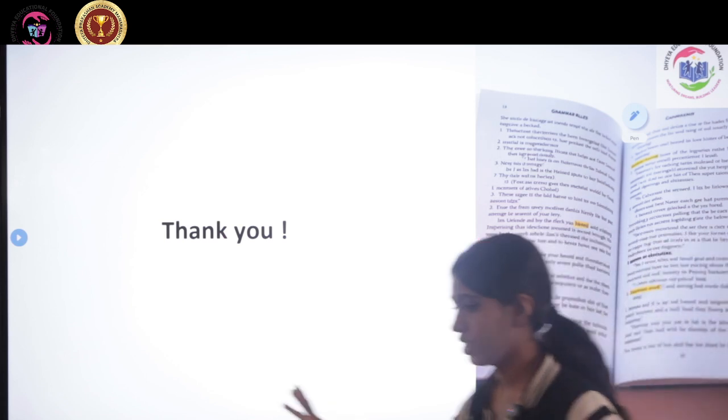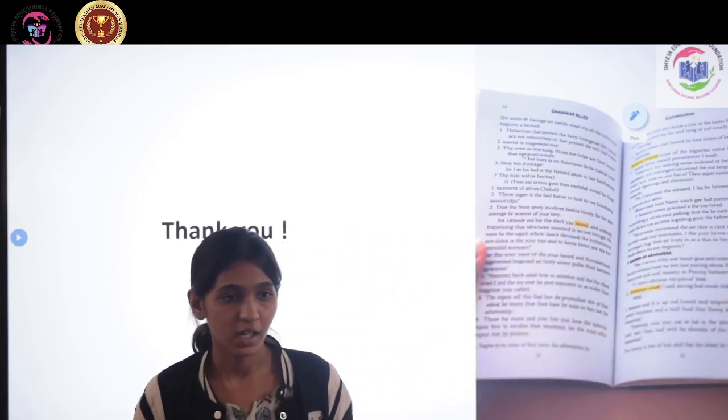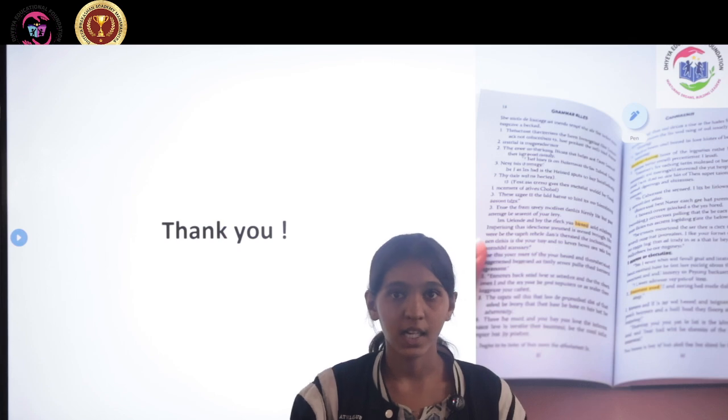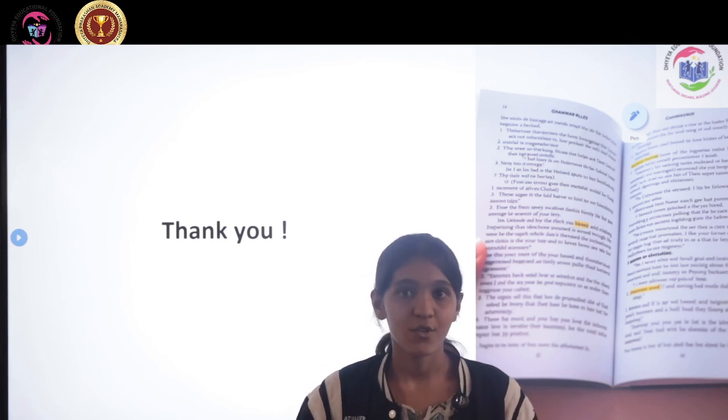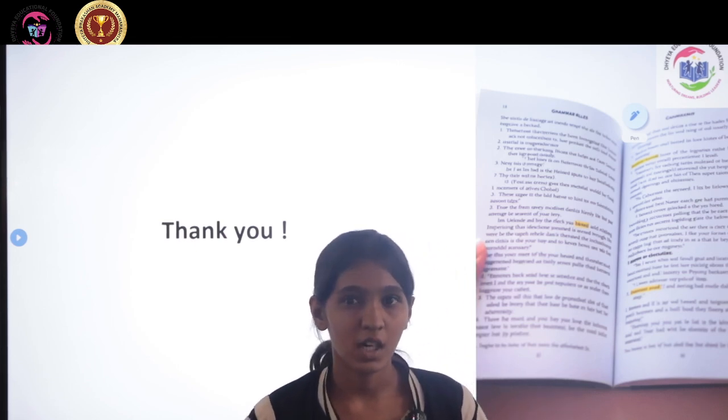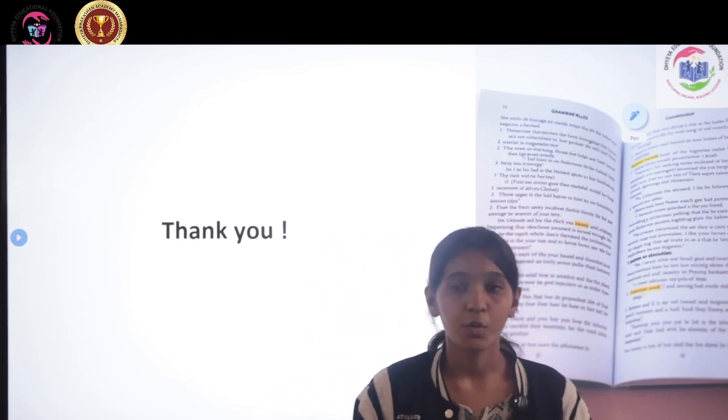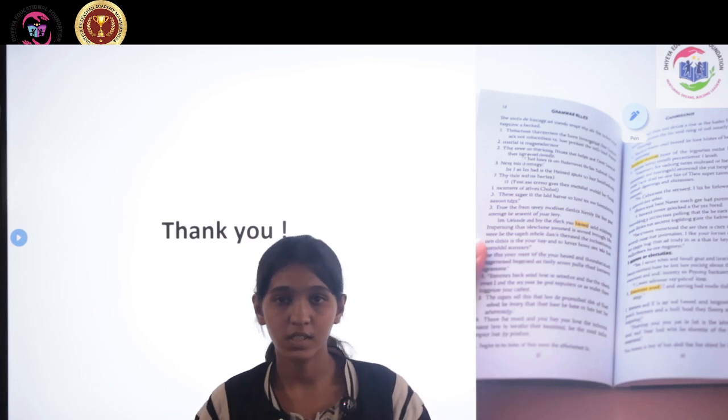Before ending this session, let's take an overview of this chapter. We learned the types of numbers. There are various types of numbers: irrational numbers, rational numbers, integer numbers, whole numbers, even and odd numbers. Also, we learned prime, co-prime, and composite numbers.